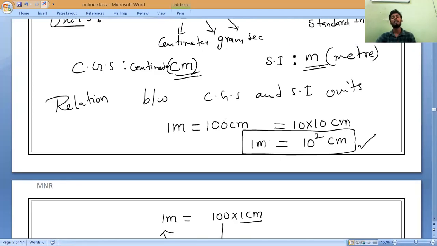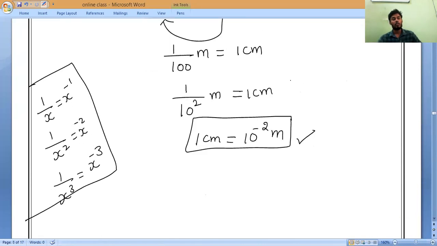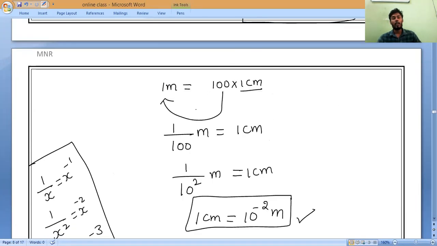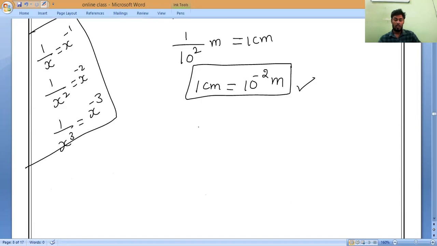So 1 meter equals how many centimeters? 10 power 2, 100. And the same way, 1 centimeter equals how many meters? 1 centimeter equals 10 power minus 2 meters. Understood? Or you can say 1 by 100 meter. Clear? Okay.